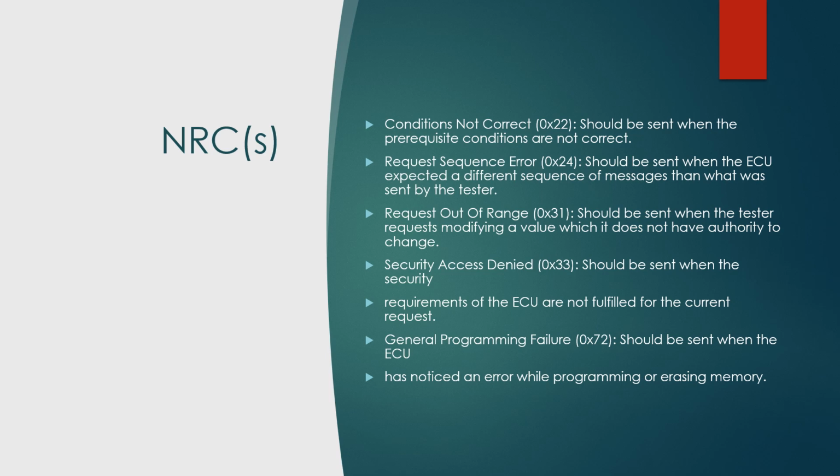Security access denial. Let's say you need to perform a certain operation, and for that the security is required to be unlocked, but you have not unlocked the security and you try to do this, then you will get the security access denial. If you send the request 27 and unlock the ECU, and then try to send the request again, then it will get through.